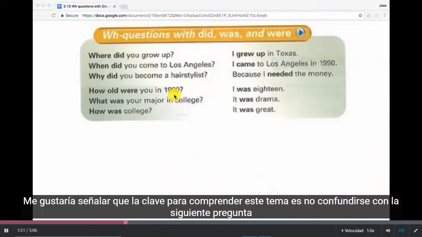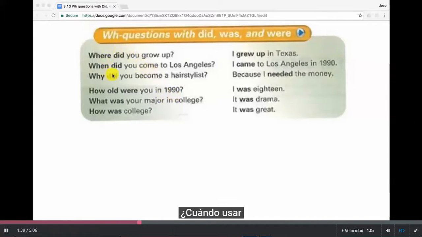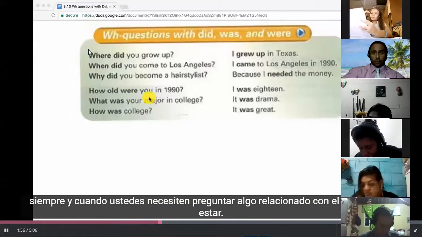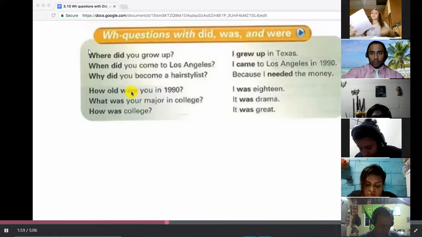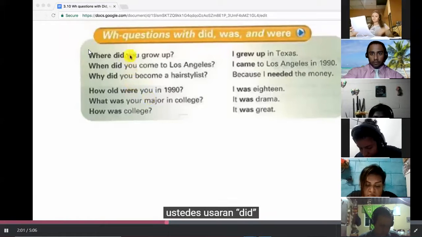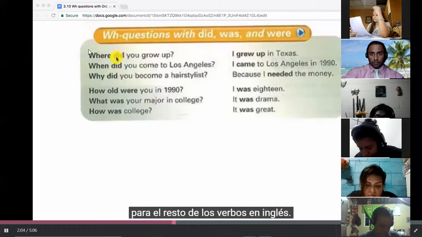I would like to point out that the key to understanding this topic is to not get confused with the following question. When do I use did, and when do I use was or were? You must remember the following. You will use was or were whenever you need to ask something related to the verb be, and you will use did for all other verbs.